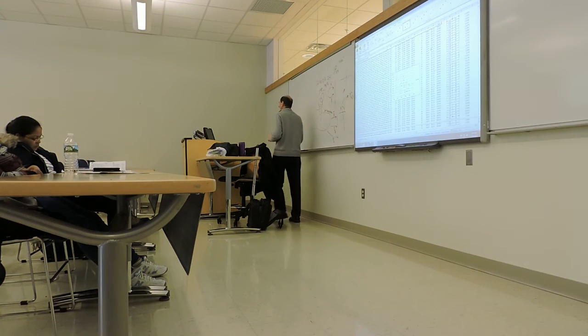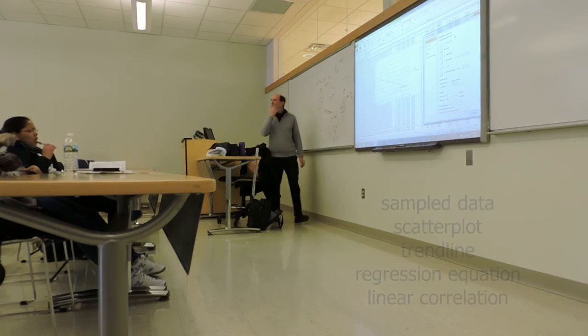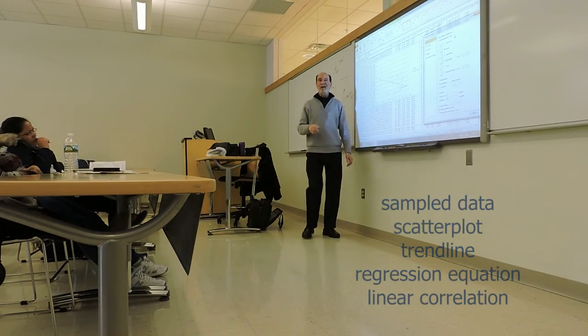Anyhow, let's put a trend line on this and calculate the correlation just to finish the story. Here we go. I add my trend line. I'll put in my equation. And there's the story. That's what I wanted to get.